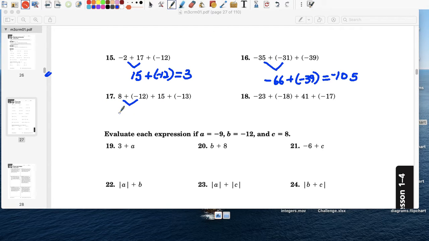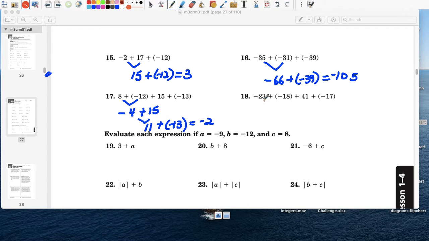8 and negative 12 is negative 4. Plus 15, let's do that. Negative 4 plus 15 is more positives, right? So it's going to be 11. And then finally 11 plus negative 13. ¿Quién gana? Los negativos. So we get negative 2.